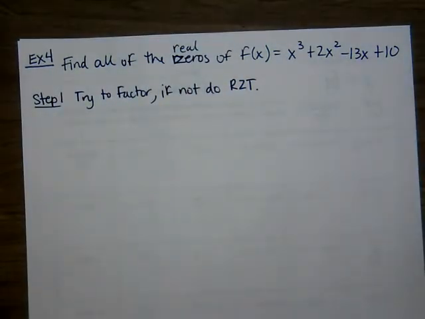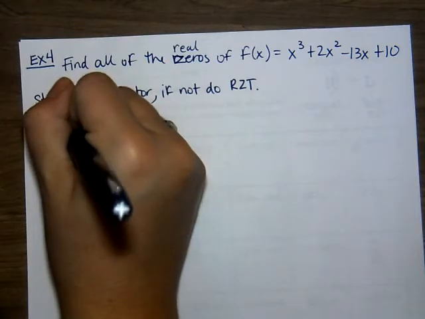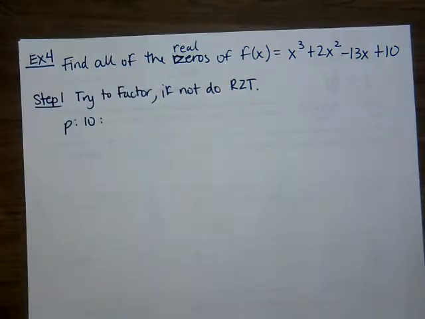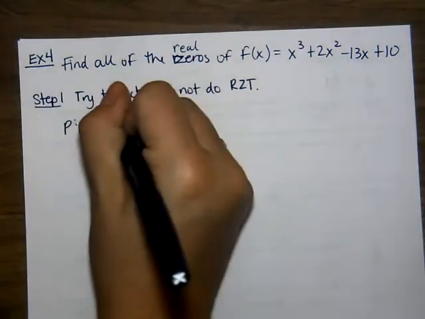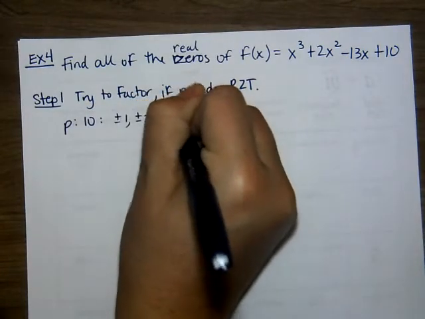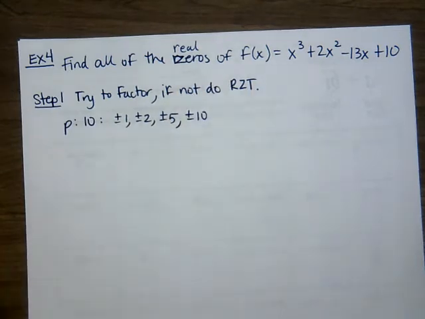So the first thing I do is I define P and Q. So P is 10. Then thinking about the list of all of the factors of 10, you want to think about all the numbers that divide evenly into 10. So plus or minus 1, 2, 5, and 10.